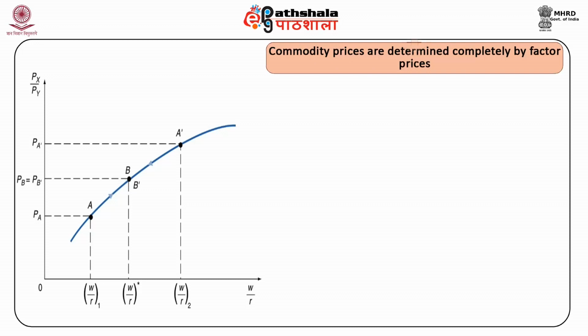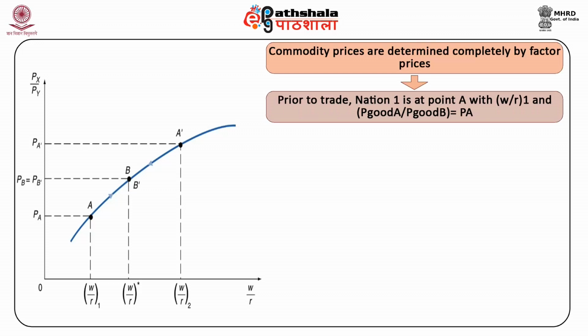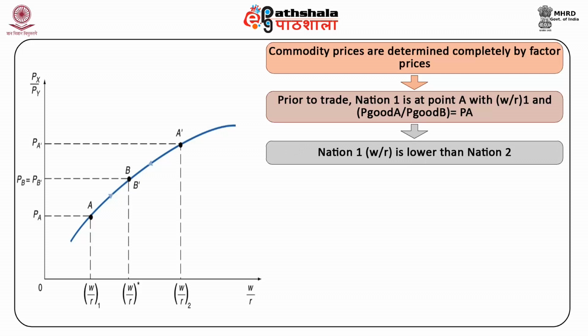Here we assume that since both trading nations operate using the same technology, the commodity prices are determined completely by factor prices. Prior to trade, Nation 1 is at point A with W/R1 and P_A/P_B equal to PA. Nation 2 is at point B with W/R2 and P_A/P_B equal to PB. Since we are measuring in terms of labor capital ratio, Nation 1's W/R is lower than Nation 2's, and hence PA is lower than PB.